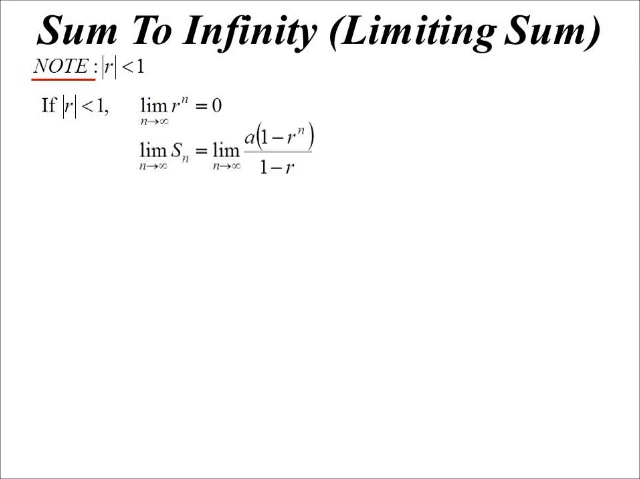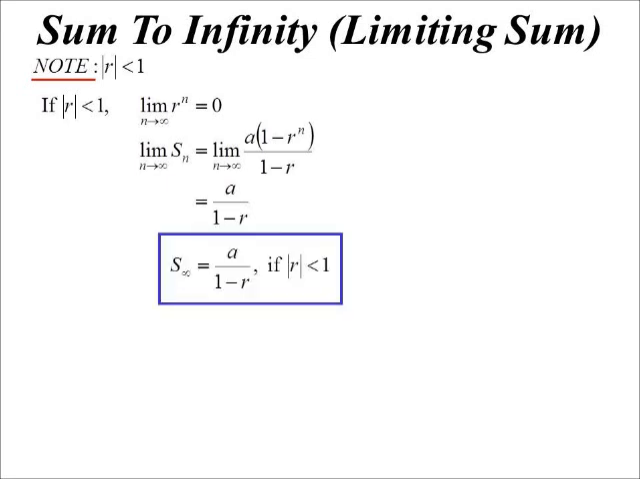So if that's the case, let's have a look at our formula. As n approaches infinity, well, that r to the power of n is approaching 0. Everything else there is constant, so we just get a over 1 minus r. And that's where the formula for the sum to infinity comes from. So it only works, of course, if the ratio is in between minus 1 and 1.